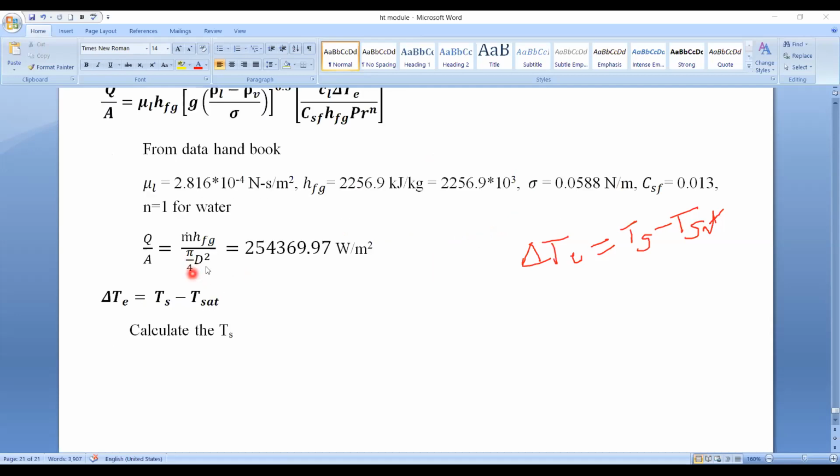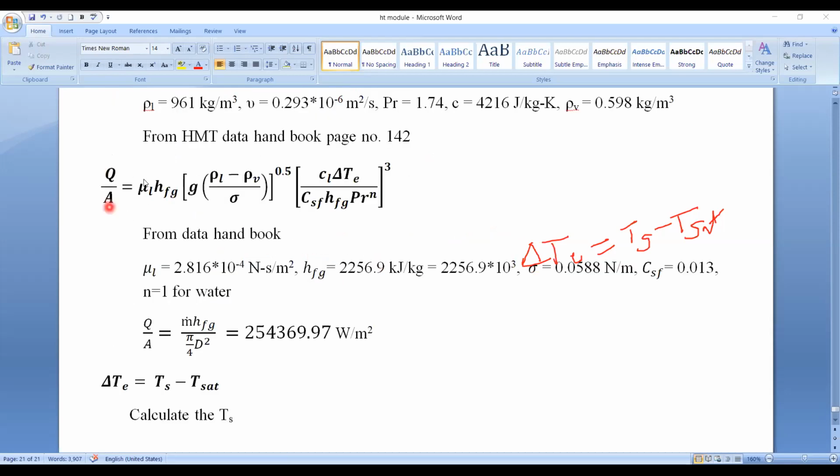Divided by pi by 4 d square. D is the diameter of the pan he has given. So do the substitution and calculate, get the value of Q by A. So Q by A equals 254,369.97 watt per meter square.